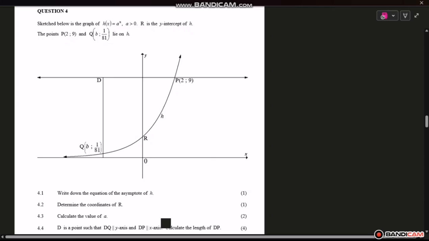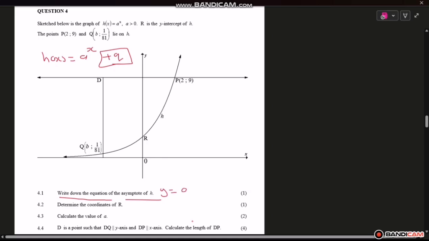Then 4.1, they're saying to write down the equation of the asymptote of h. For example, let's say we were given something like this. Then this q would be our horizontal asymptote. So since we do not have the value of q there, it means that q is 0.